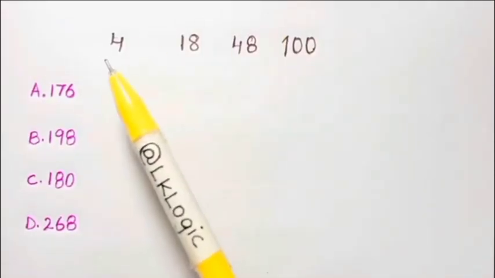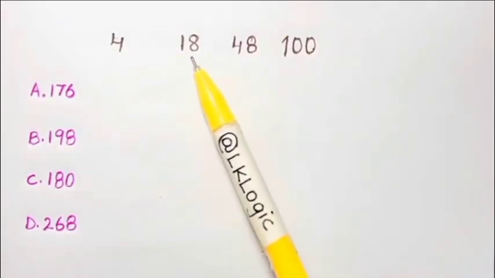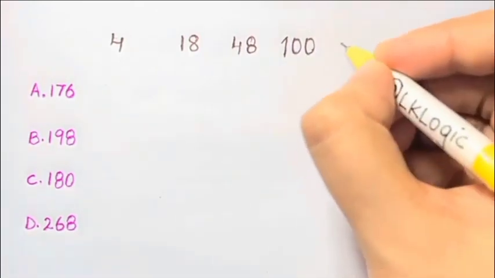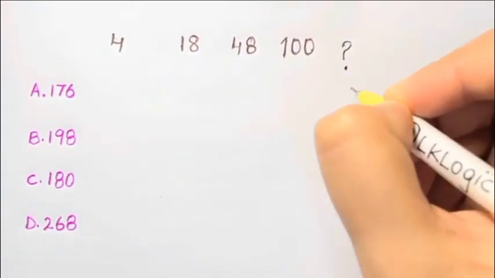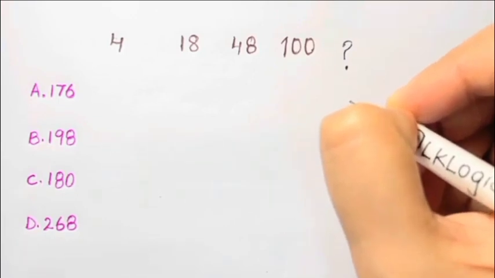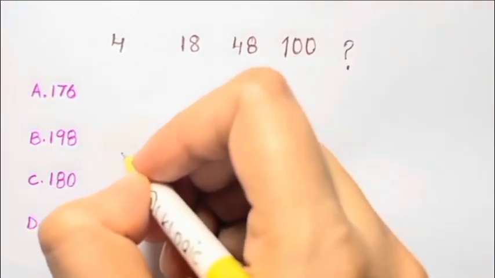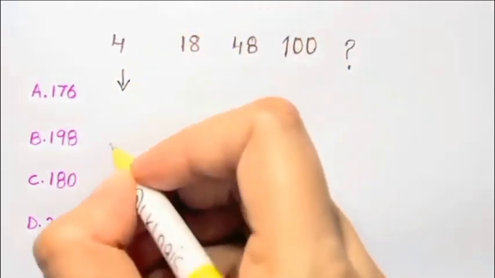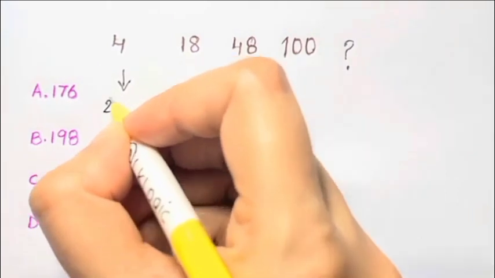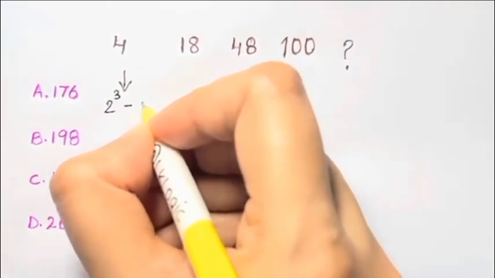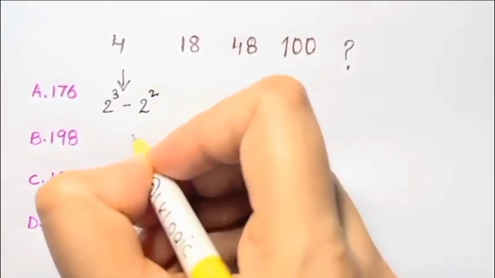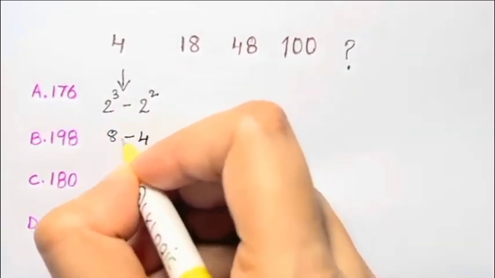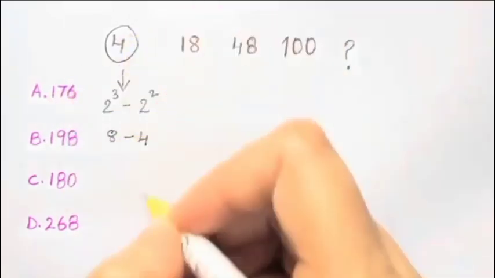series. So here we have 4, 18, 48, 100, and what's the next number here? So here it's a kind of tricky question. The first step what we have to do in this is 4 can be written as 2 cube minus 2 square. 2 cube is 8, 2 square is 4, and 8 minus 4 will give you 4.